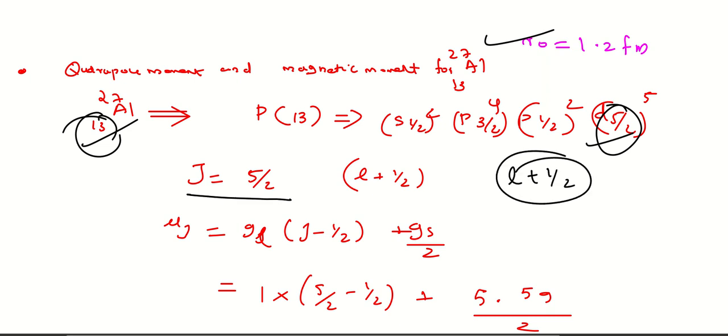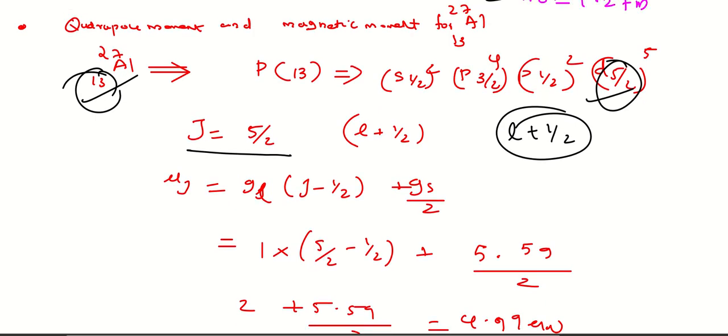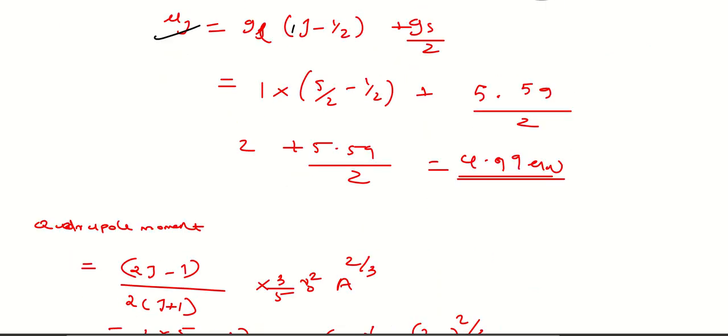For that we know the magnetic moment mu j. For L plus half we studied the formula: GL into j minus half plus GS by 2. So j is equal to 5 by 2. Substitute GS. This is for proton. For proton GS is equal to 5.59, and substituting, we get the value like this.